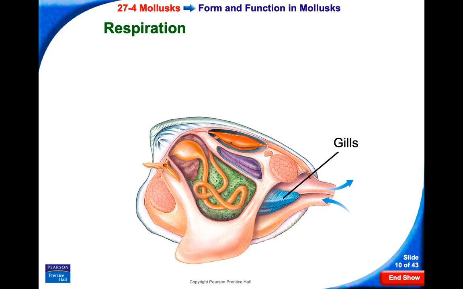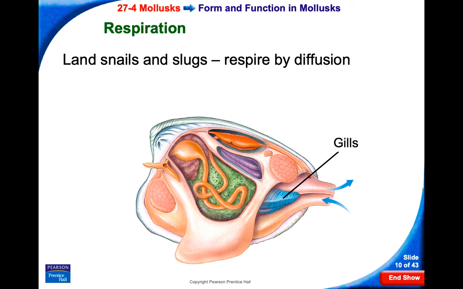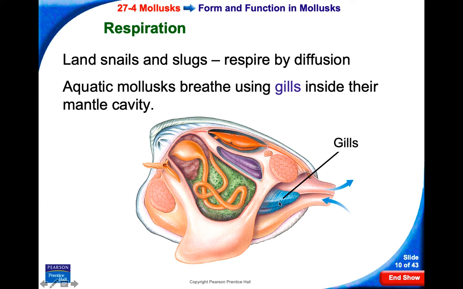I think on the next slide I mention the siphon a little bit more in detail. In terms of respiration, land-dwelling mollusks like land snails and slugs still have the ability to respire by diffusion. They don't have gills like aquatic mollusks do. Instead, they have a cavity in their mantle lined with lots of blood vessels, and when they take in air, gas exchange happens that way. So they can technically exchange carbon dioxide and oxygen directly with the air. However, aquatic mollusks use gills, and you can see in blue here what the gills look like inside a cavity inside of the mantle.